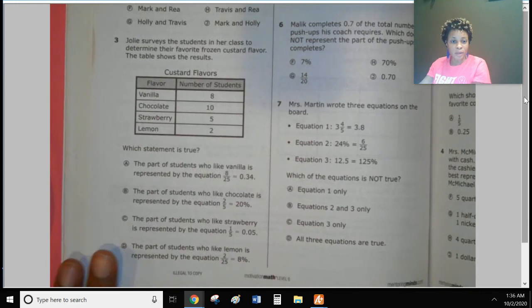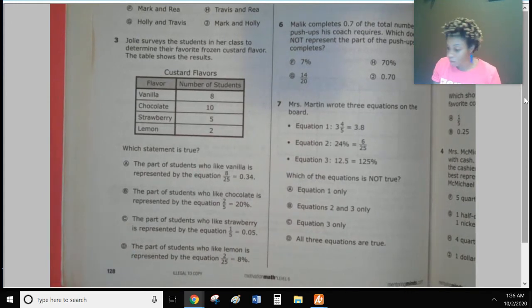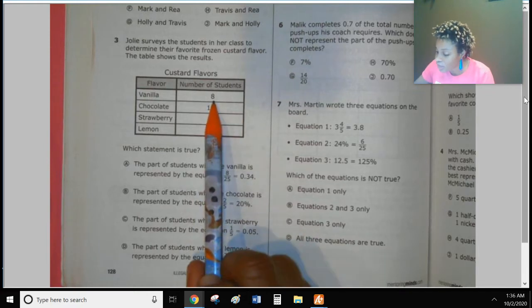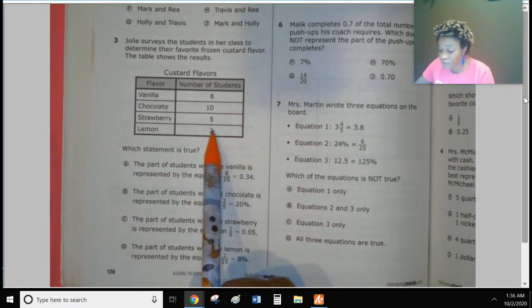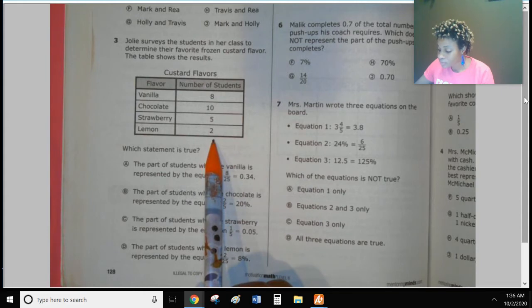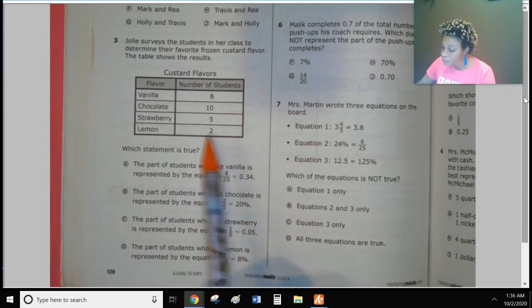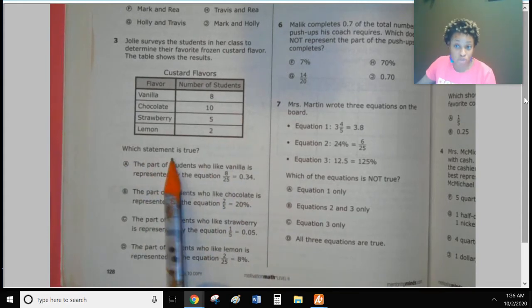Okay, our next problem says, I think that's Jolie, I'm not sure. Jolie surveys the students in her class to determine their favorite frozen custard flavor. This table shows the results. So in the table, we see that 8 students like vanilla, 10 like chocolate, 5 like strawberry, 2 like lemon. Which statement is true?